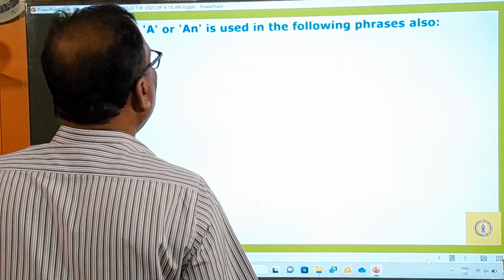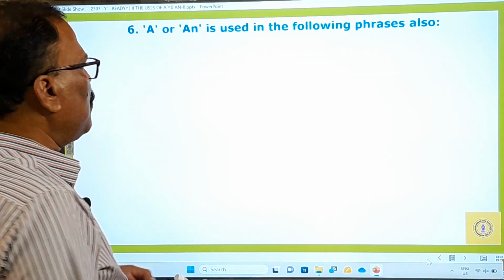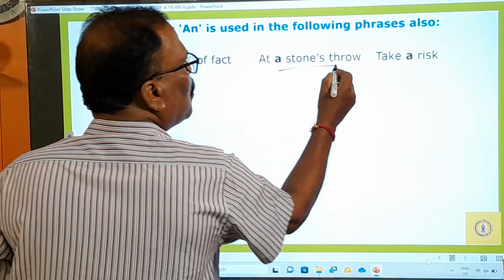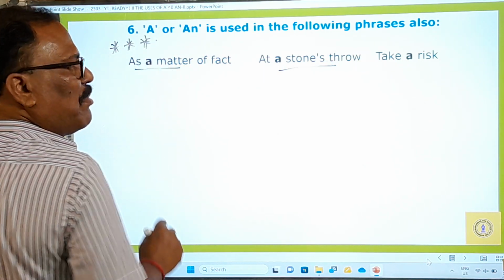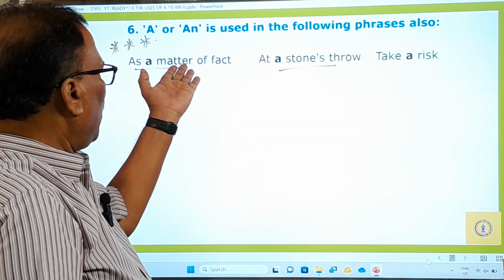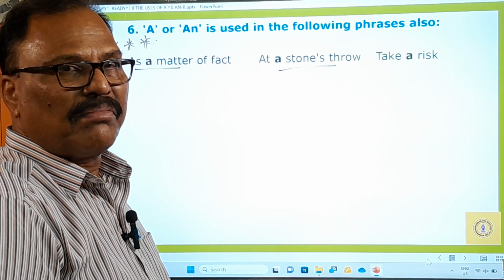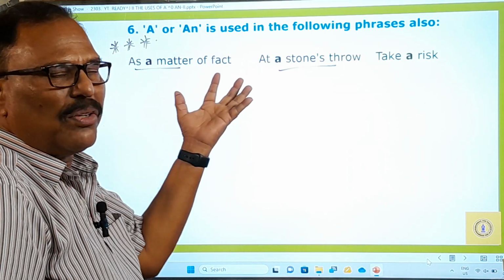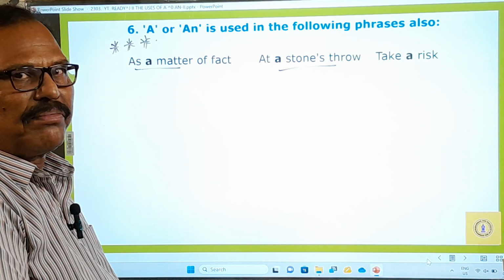A or an is used in the following phrases also. In the following phrases also it is used. As a matter of fact, at a stone's throw, very important, star marked one. In competitive examinations, especially IBPS and banking examinations, I have seen so many sentences being given. If you don't have any idea about these phrases, you cannot answer them correctly. You fail in your attempt.